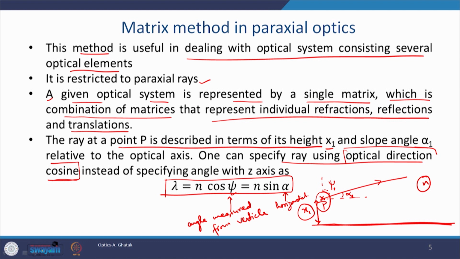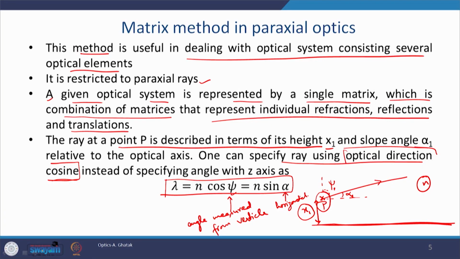Okay, then I repeat, suppose we have a ray which is travelling in a certain direction, then to specify a point on this ray, suppose this point is P, we just need to know the inclination of this ray at point P from the horizontal and the distance of point P from the axis of a lens system or optical system. These are the two parameters which are enough to specify point P.